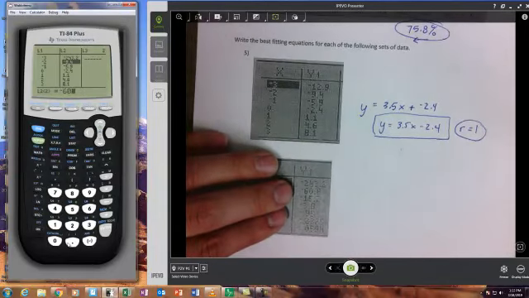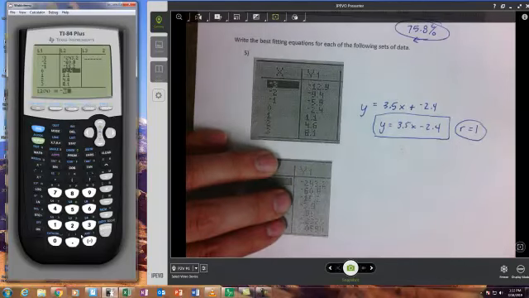Negative 60.8, negative 15.2, negative 3.8, negative 0.95, okay, negative 0.2375, and last but not least, negative 0.0594. Okay. Now when I go to do the viewing window here, I really want to look at these numbers again.